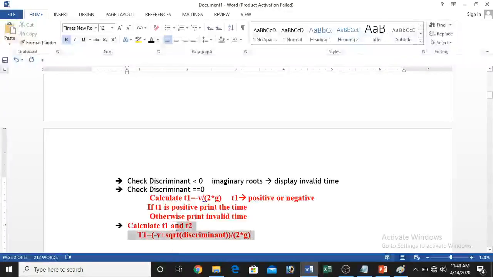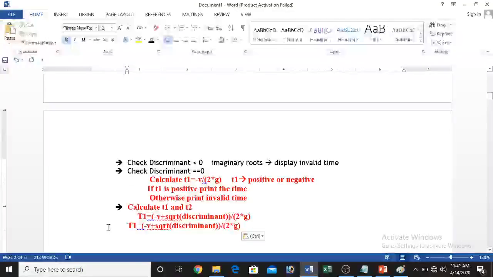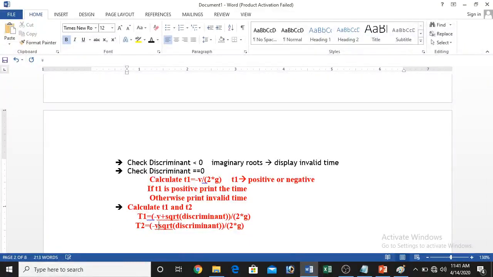This is plus. So now what could be the possible t2 value? So t2 value is, instead of plus square root, it will be minus square root. So you will be having t2 with minus square root. Okay, t1 and t2. Once you calculate t1 and t2, the possibilities are either t1 may be positive or negative, and t2 may be positive or negative. So what we need to do is we need to check whether t1 and t2 are positive.